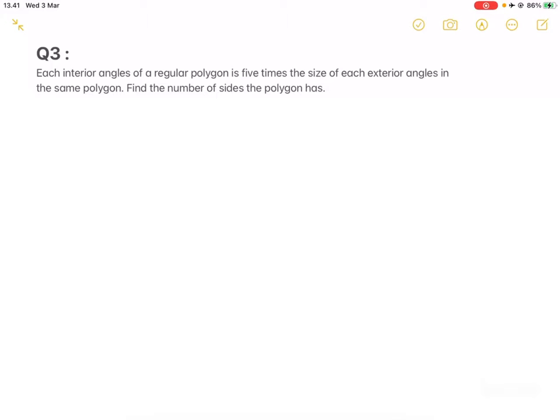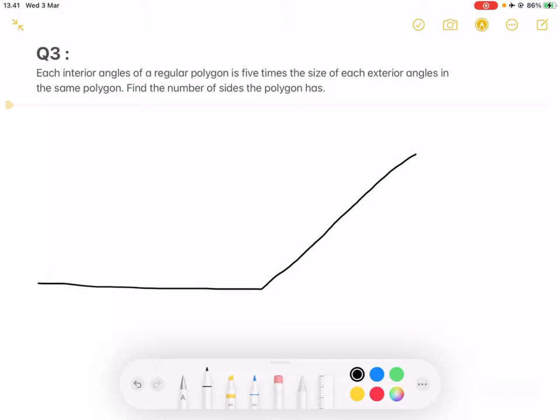It says each interior angle of a regular polygon is 5 times the size of each exterior angle in the same polygon. We need to find the number of sides the polygon has. So it's probably best to draw a diagram for this. So assume that these two sides are equal since it's a regular polygon, and these sides are the two sides of an n-sided polygon, and we don't know the value of n yet. So we can just draw this.